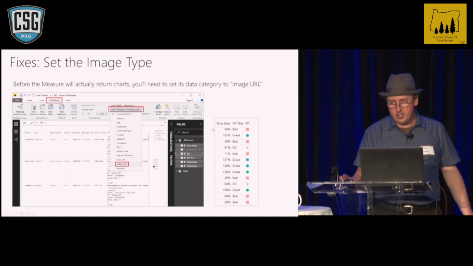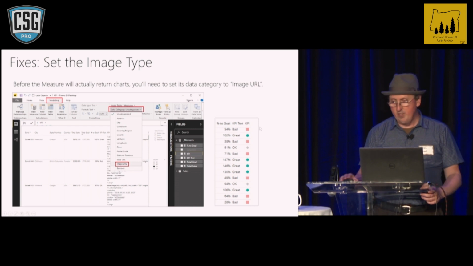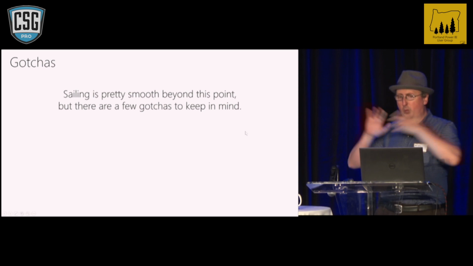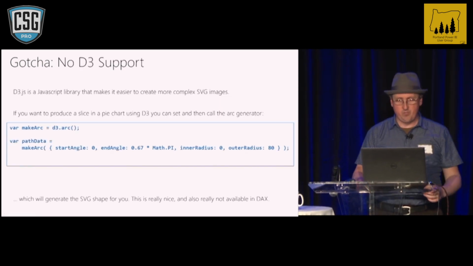And that's pretty easy. You just select the measure, like here we've got this KPI measure. We head up to modeling, we go to data category, and we select image URL. Easy as that, okay? Then you get these nice shapes over here. So after that, sailing is pretty darn smooth, but there's still a few gotchas that you do have to keep in mind if you want to be doing this, okay?